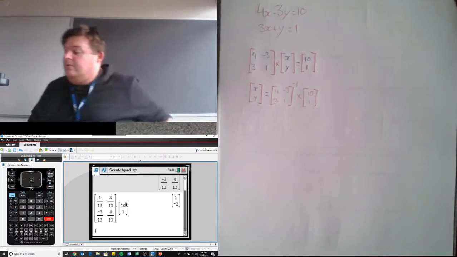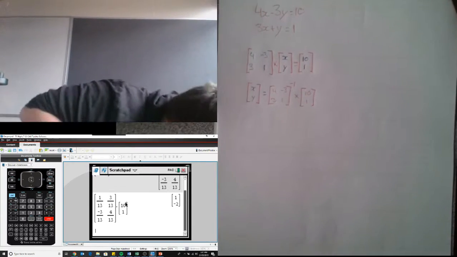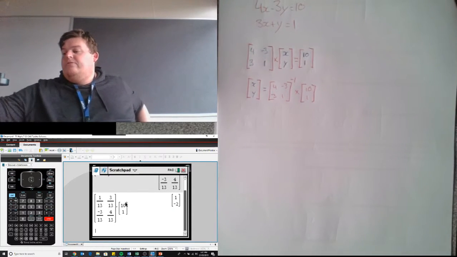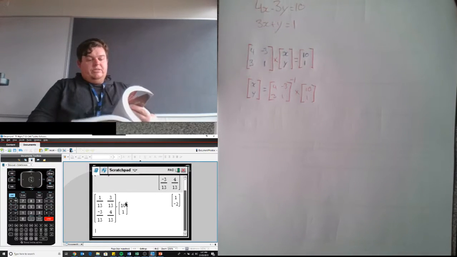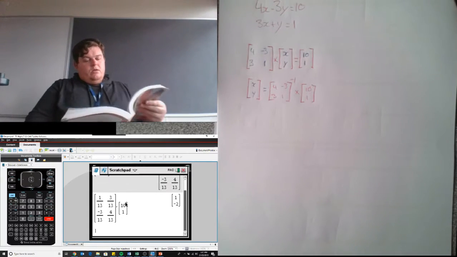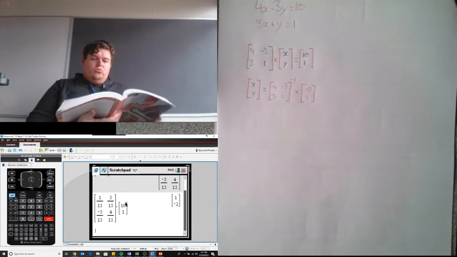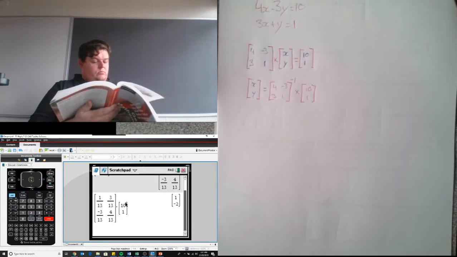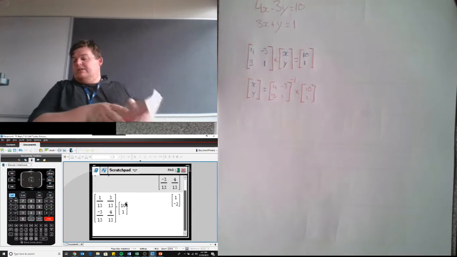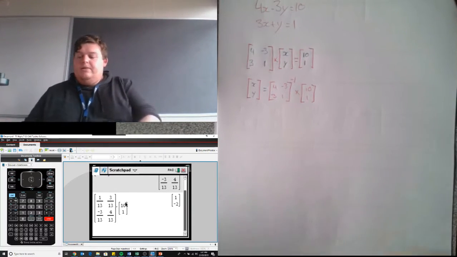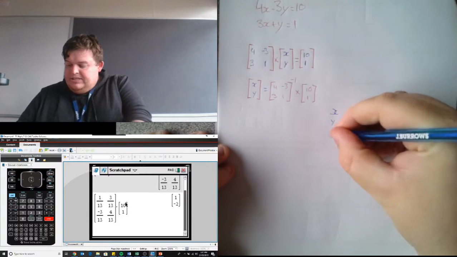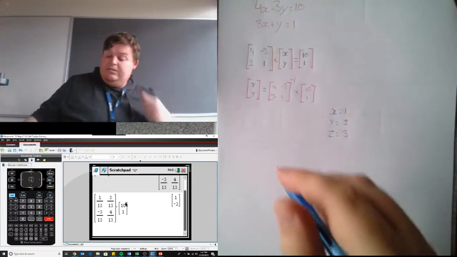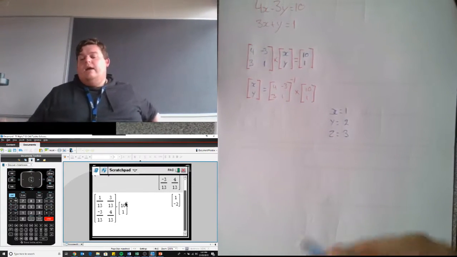I'll do another example with a 3x3 matrix. I don't think they'd have an example of this in here for me to look at. No, they don't. That's okay, I'm just going to make it up then. So we'll say I've got x, y, and z, which have the values of 1, 2, and 3. They're the answers that we're going to want to try and get. And I'm going to write out 3 equations.